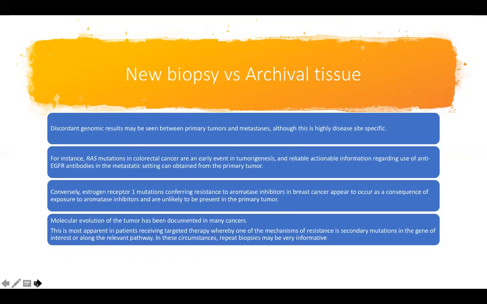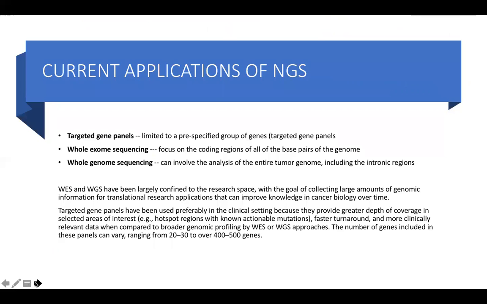Conversely, estrogen receptor 1 mutations conferring resistance to aromatase inhibitors in breast cancer appear to occur as a consequence of exposure to aromatase inhibitors, and they are unlikely to be present in the primary tumor. Molecular evolution of the tumor has been documented in many cases. This is most apparent in patients receiving targeted therapy, where one of the mechanisms of resistance is secondary mutations in the gene of interest. In these circumstances, repeat biopsies should be the preferred specimen.